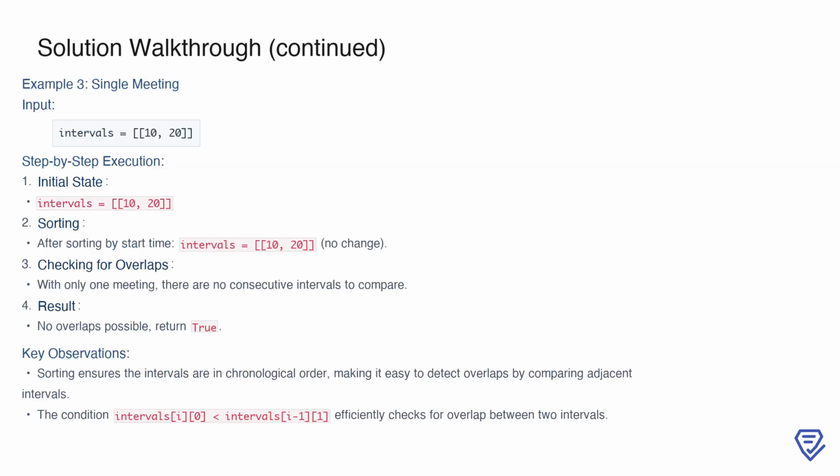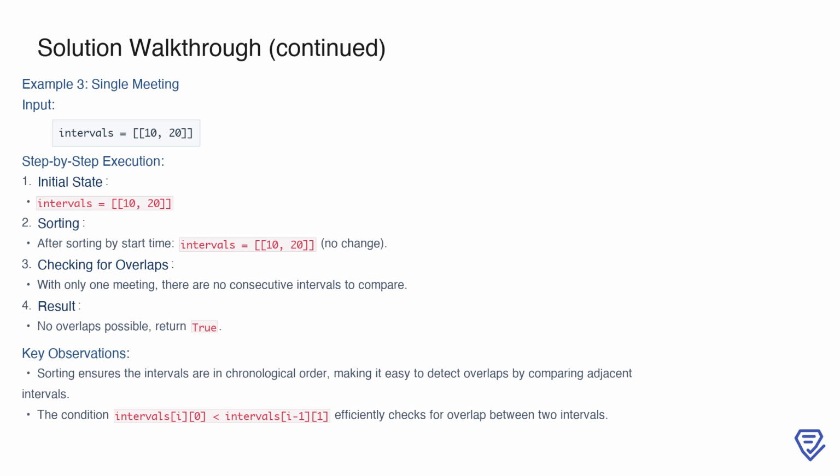exists. In another scenario, consider the case of a single meeting, such as [10, 20]. Here, the input contains only one interval. After sorting, the intervals remain unchanged because there is only one. Since there are no consecutive intervals to compare, it is impossible for any overlaps to exist. In this case, the function directly returns true, as the person can trivially attend all meetings.